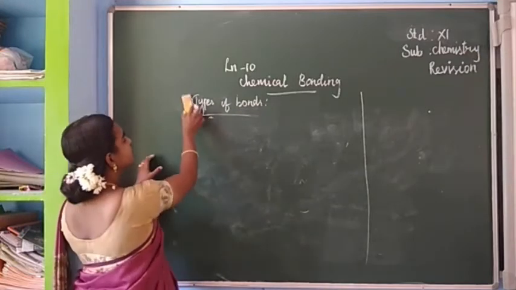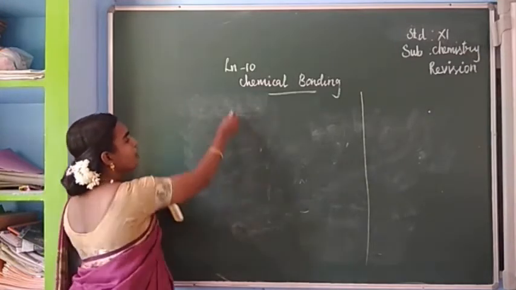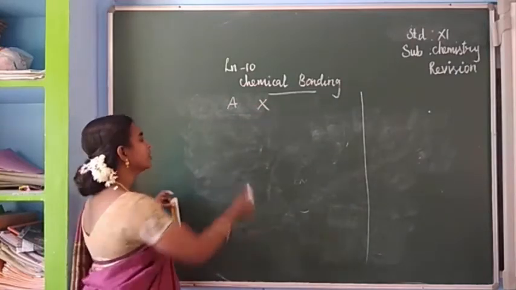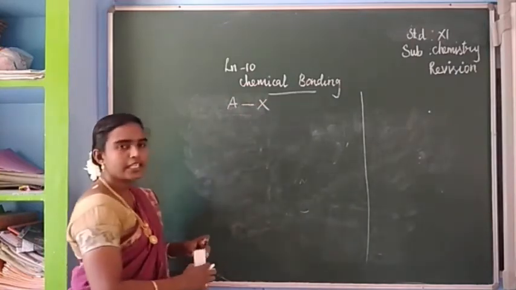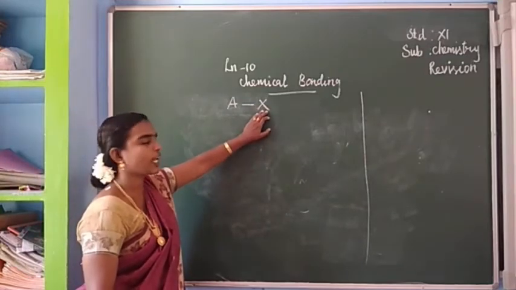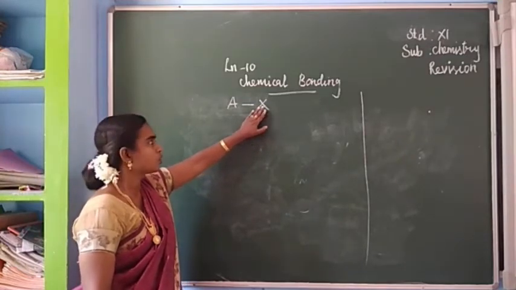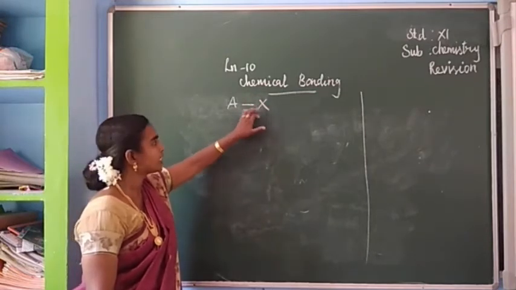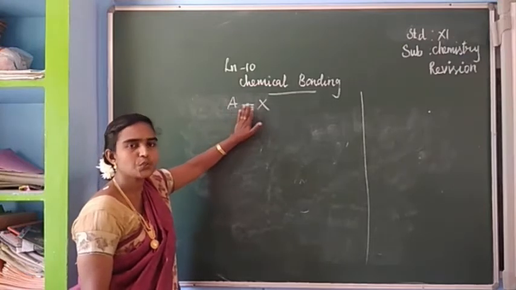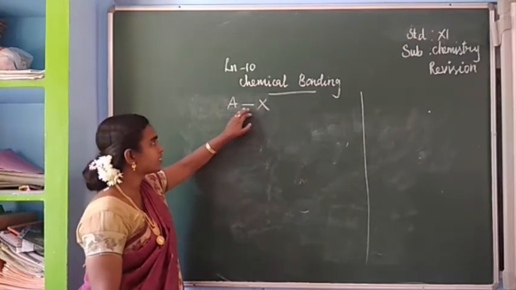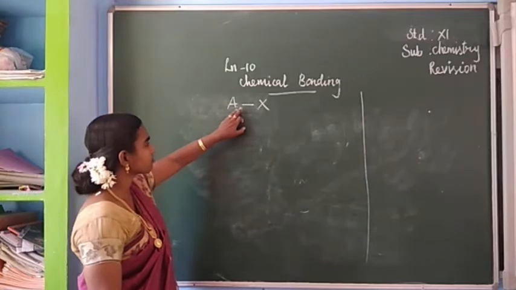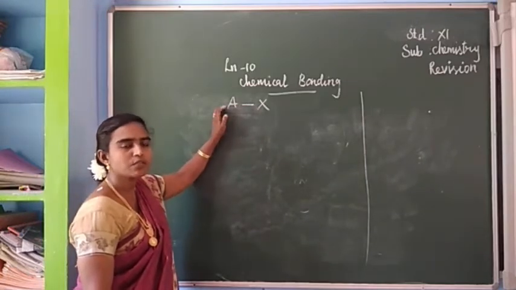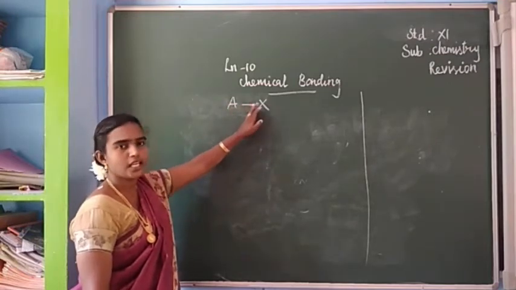Consider a bond between A atom and X atom. Here consider X as the more electronegative atom. So what happens? The electronegative atom has the tendency to attract the shared pair of electrons towards itself. So that's why there is a shifting of electron cloud towards one of the covalently bonded atoms.